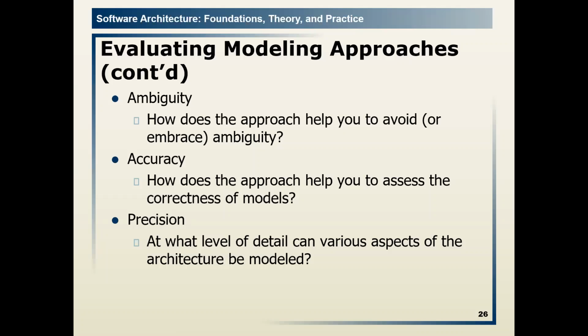The initial models tend to get changed a lot, but we have to be as correct as possible. An experienced architect might be able to draw very accurate models that do not need to correct any errors later on. So how does the approach help you assess the correctness? There must be some way for us to assess and verify the models are correct.